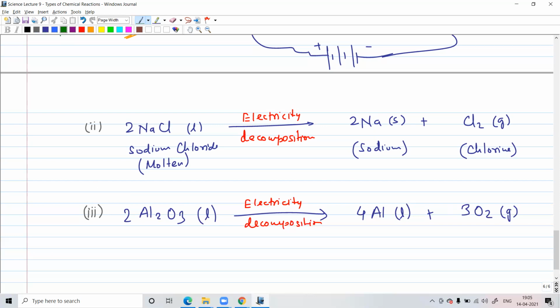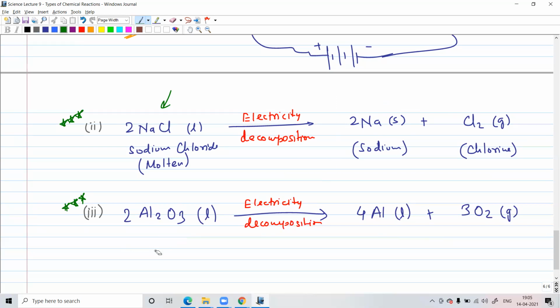I want you to keep these two reactions in mind and see what happened here. You took this sodium chloride salt and you separated the metal out of it. Sodium is a metal, right? We had seen in the periodic table, it was on the left-hand side, Na. So this metal is separated. By electrolysis or electricity, you can take some compound and separate a metal out of it.